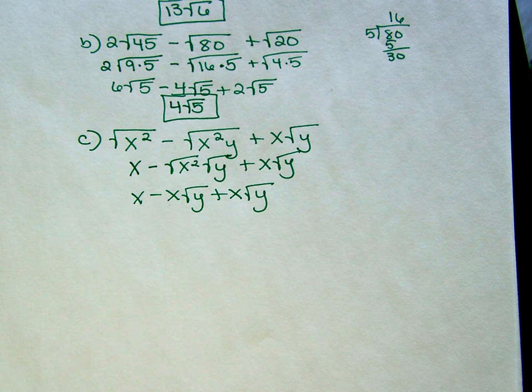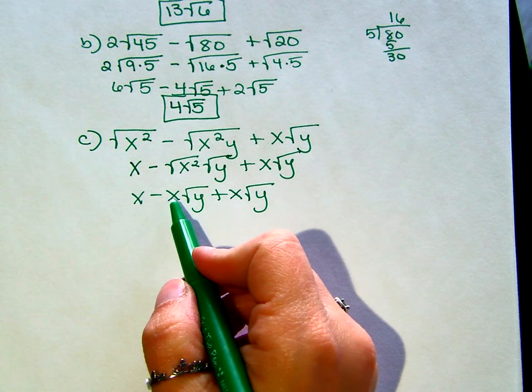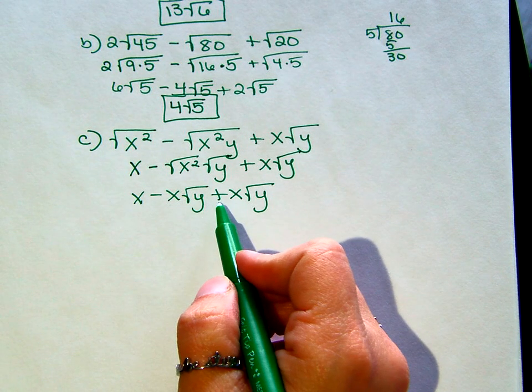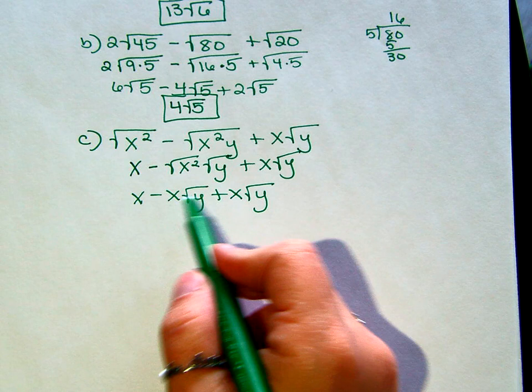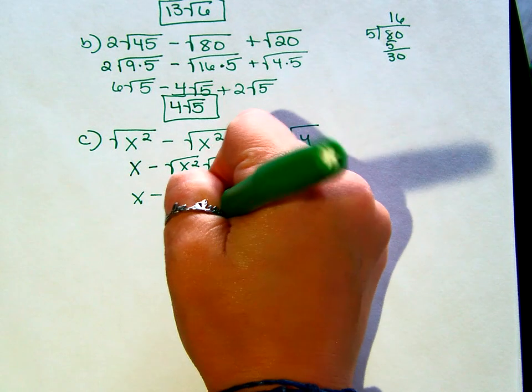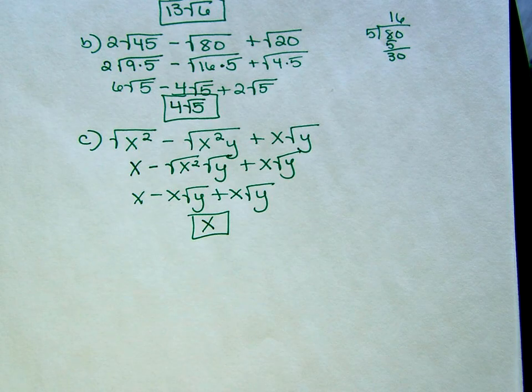Now what's my final answer going to be? Just x. That's exactly right. Because here we have a negative x radical y, and then here we have a plus x radical y. Well, those are going to go to 0, which just leaves us with an x. Not all of your answers will have a radical involved in them. Sometimes you will just get a variable. Sometimes you will just get a whole number or a fraction. So not everything's going to have a radical.